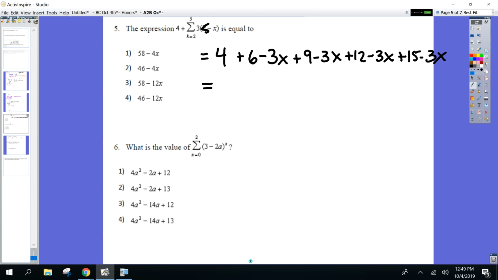All right, combine everything we can here. I got 46 when I add the numbers. And then what about the x's? How did I get 46? That's because, right? Yep. Good call. And then how many x's do I have? 12x?